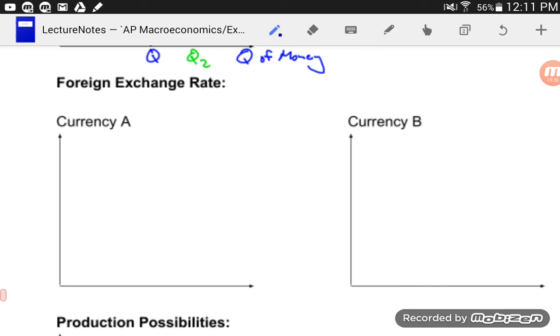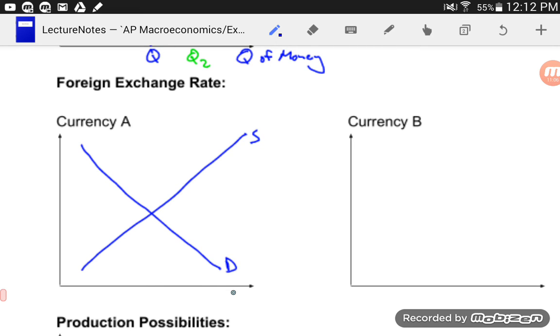Our last two then, well, these next two graphs are really two sides of the same thing, the foreign exchange rate. Same as everything, we are going to have demand. We are going to have supply.